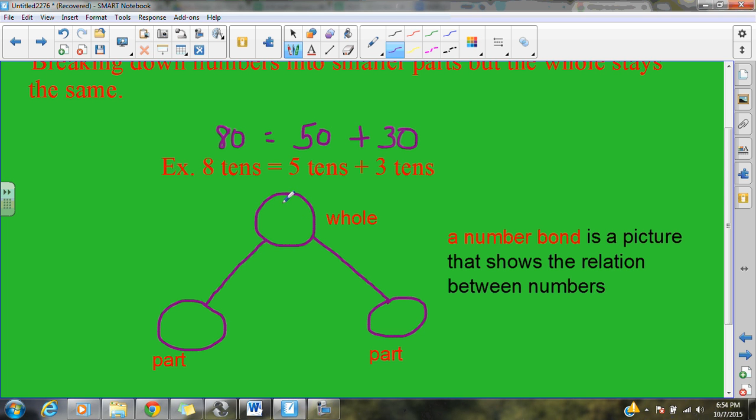So if I was going to write inside of this number bond, I would write my whole, which is my 8 tens. And then I would write my parts, which is my 5 tens and my 3 tens. And all together, these things equal. This part plus this part equals this whole. And so that's how I'm breaking down numbers.